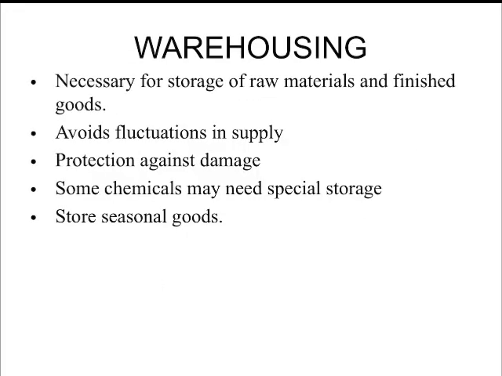We have the warehousing. So this one is necessary for storage of raw materials and finished goods. The other one avoids fluctuations in supply. The other one, it protects against damage. The other one, some chemicals may need special storage. Let's say your factory deals with harmful chemicals, so you wouldn't want to expose them. You would want to keep them in a safer place in a warehouse.